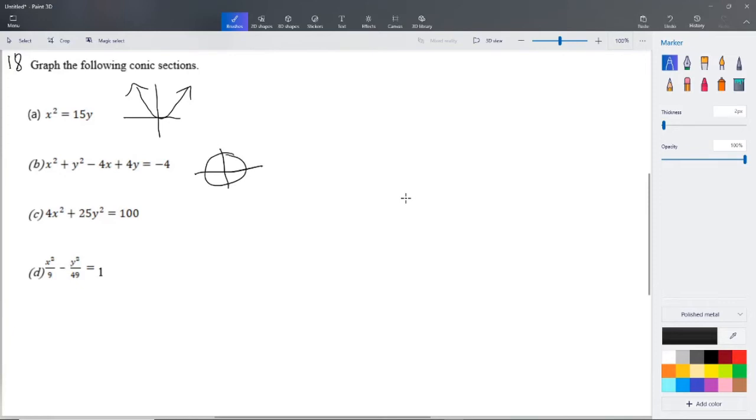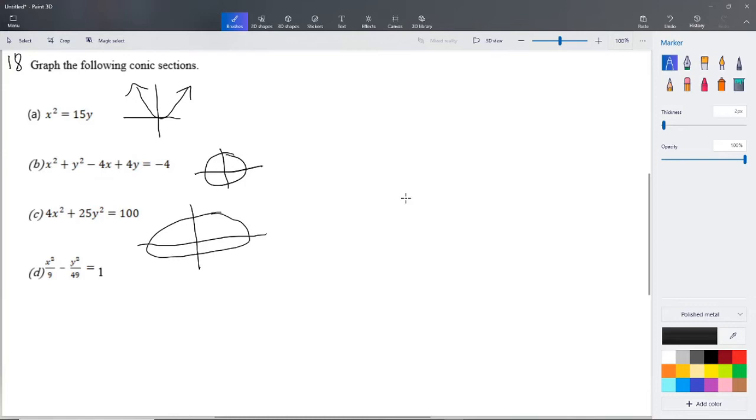Part C. We have x squared and y squared again, although notice this time the coefficients of the x and the y are different. So it's kind of like a circle, but it's not quite. In fact, it's a flattened circle, what we like to call an ellipse, or an oval, you might call that.